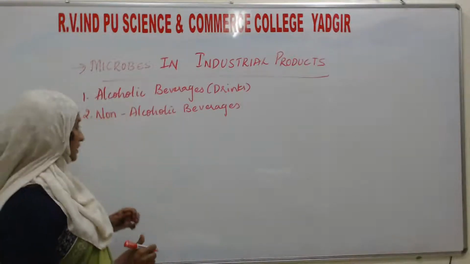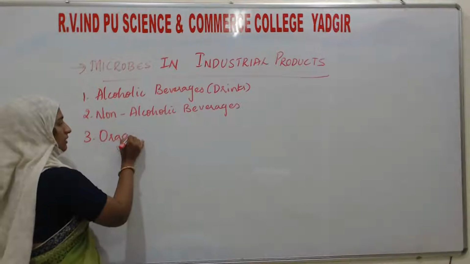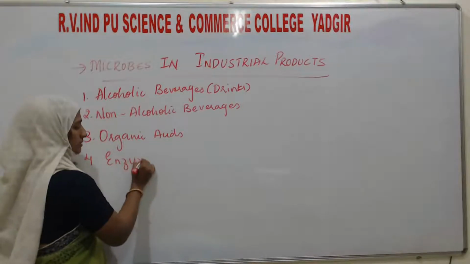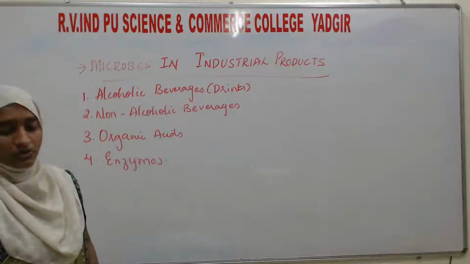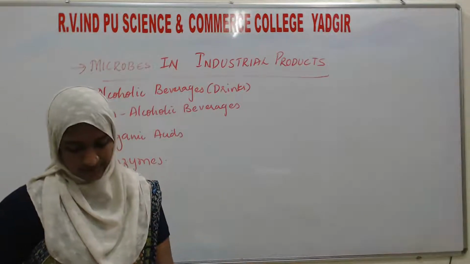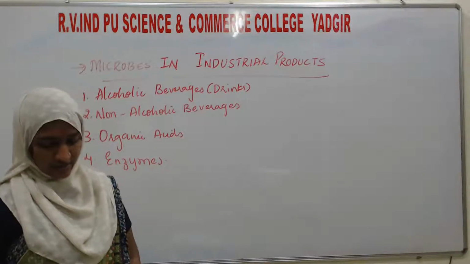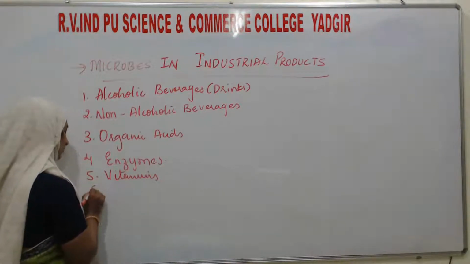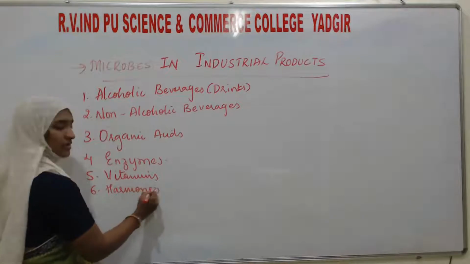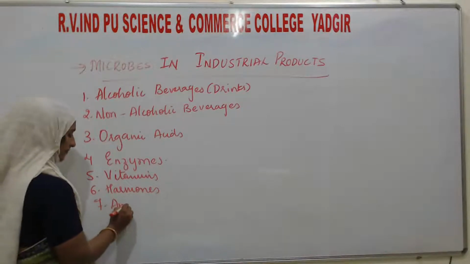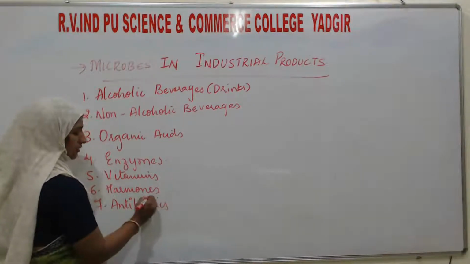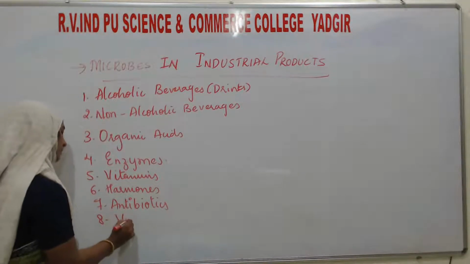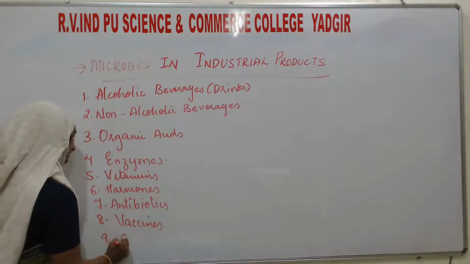Except this one, there will be production of certain organic acids. Then the fourth one, that is the enzymes. Certain enzymes are also produced by what? By the microbes. Except enzymes and organic acids, there are vitamins, hormones, which are produced by using the microbes. Antibiotics are there. Then certain vaccines. Then next, the steroids.